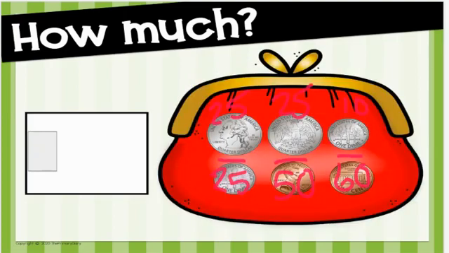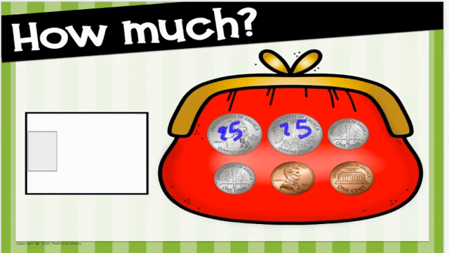Let's go ahead and try another one. Let's see how much money is in my purse this time. Okay, we have 2 quarters. Those are 25 cents each. We have a dime, which is 10 cents. Another dime is 10 cents. A penny is 1 and another penny is 1. So I just wrote those amounts on there to help you remember what they are. I'm going to go ahead and erase those now.